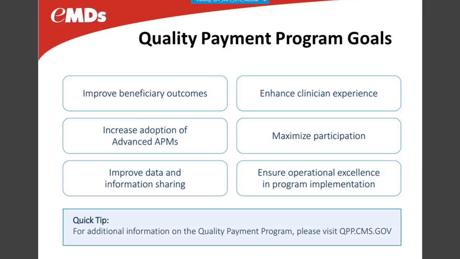At the bottom, you'll see a website, qpp.cms.gov. This site has a lot of very helpful information. If you're looking for some more details, please check that out. I'm sure you'll find that it's very helpful. They also have a really nice tool to look up the different CQMs and the options there. So check that out.